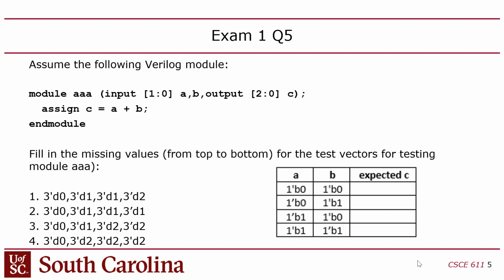Okay, assume the following Verilog module. This one just adds 2 numbers, and I'm just asking you to fill in the test vectors here. So notice here that C is 3 bits, and A and B are 2 bits, right? Okay, I just noticed this should be 2, right? But if we add 0 and 0, we should have 0. If we add 0 and 1, we should have 1.